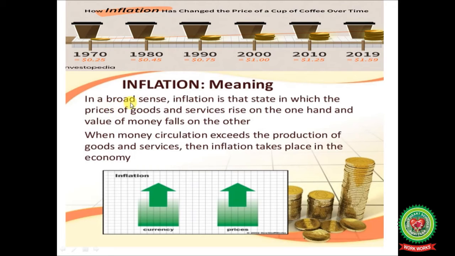So in a broad sense, inflation is that state in which the prices of goods and services rise on the one hand and value of money falls on the other. When money circulation exceeds the production of goods and services, then inflation takes place in the economy.